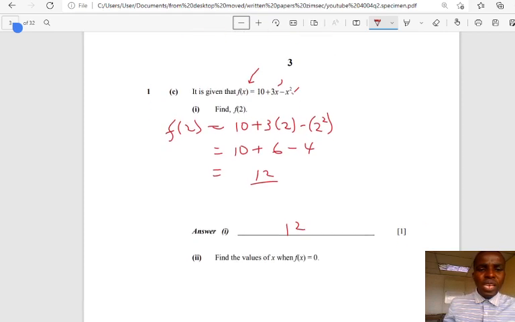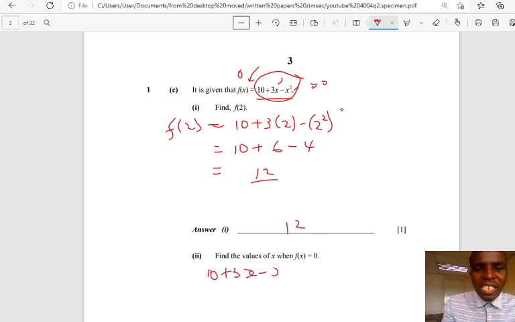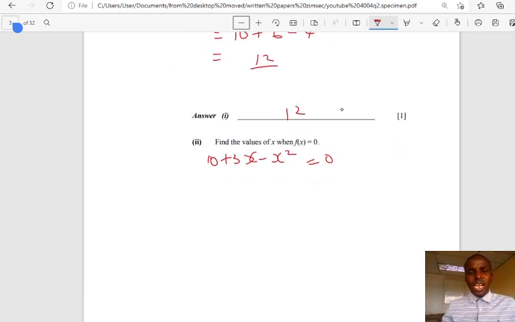Right, so you go up here. f of x is called this one, 10 plus 3x minus x squared. Then they are saying f of x, this value, is equal to 0. So just take this value, then you say is equal to 0. So where there's f of x, just put 0, just like that. So it will be 10 plus 3x minus x squared is equal to 0, like this.